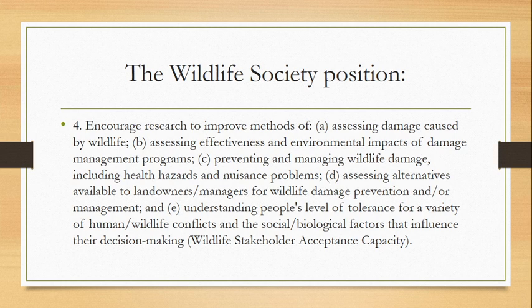Next is preventing and managing wildlife damage, including health hazards and nuisance problems. So again, if we're talking about wildlife damage, it's not always predators. So bird poop would be a good example of a wildlife problem because it causes health hazards. Geese are a great example of that. We should assess alternative courses of action that are available to the landowners and managers, either for wildlife damage prevention or its management. And then finally, we need to understand people's level of tolerance for a variety of human-wildlife conflicts and the social and biological factors that influence their decision making.